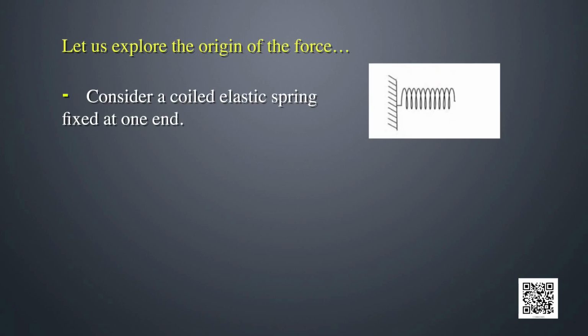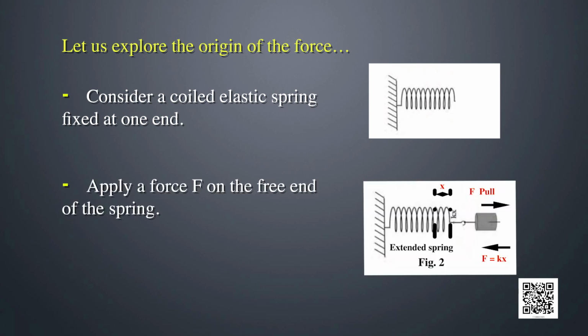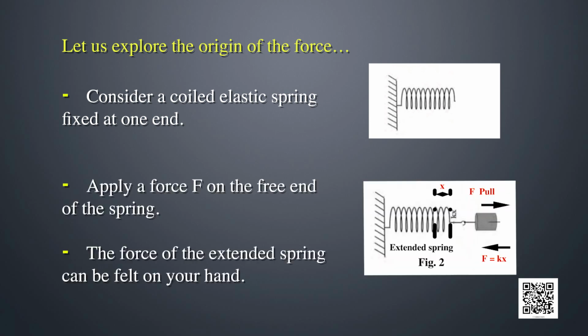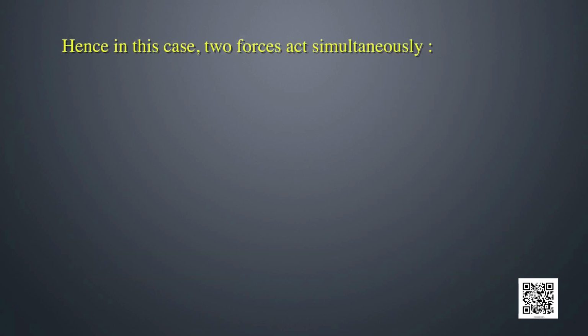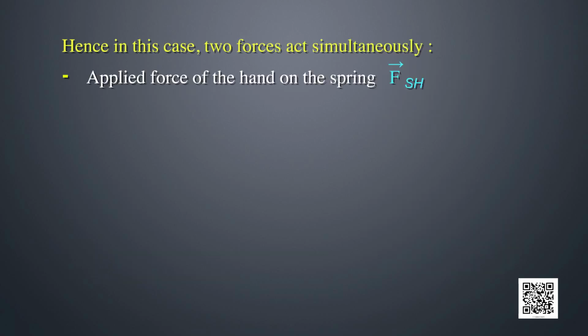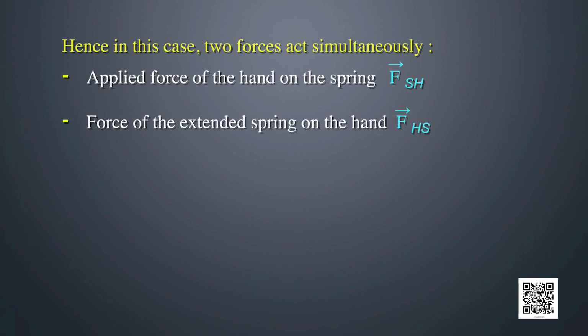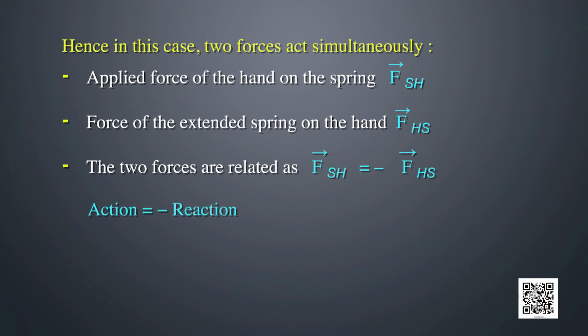Consider a coiled elastic spring fixed at one end. Let us apply a force F on the free end of the spring. The force of the extended spring can be felt on the hand. Hence, in this case, two forces are acting simultaneously. The force of the extended spring on the hand, force due to the spring on the hand, we write as FHS. The two forces are related as FSH equal to minus FHS, that is, action equal to minus reaction. This is the third law of motion.